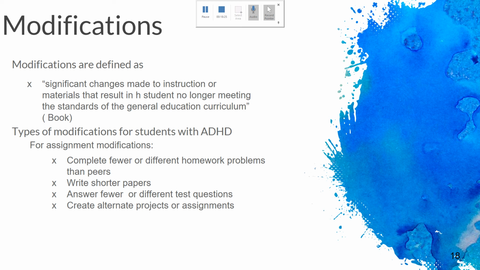So types of modifications for students with ADHD. For assignment modifications, you can have them complete fewer or different homework problems than peers. They can also write short papers, answer fewer or different test questions, and create alternate projects or assignments for that particular student.